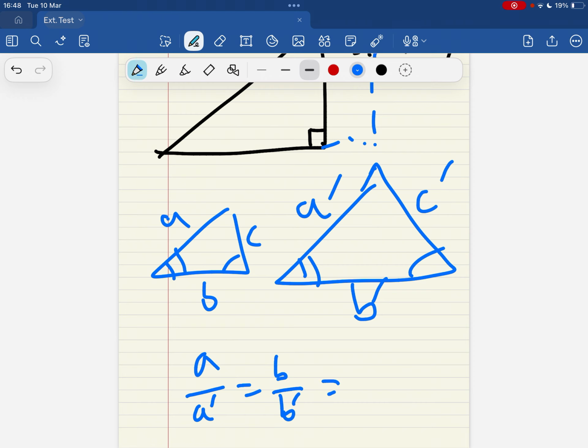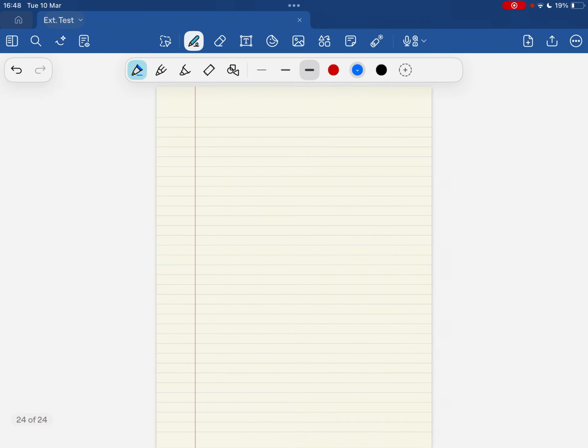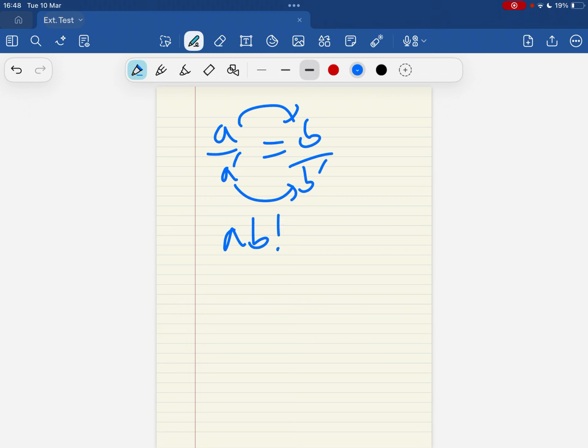Why? Because if A over A prime equals B over B prime, after we scale these side lengths up, you can rearrange it. You can multiply both sides by B prime first. You get A B prime equals B A prime. And then you can divide both sides by B prime A prime to get A over A prime equals B over B prime.